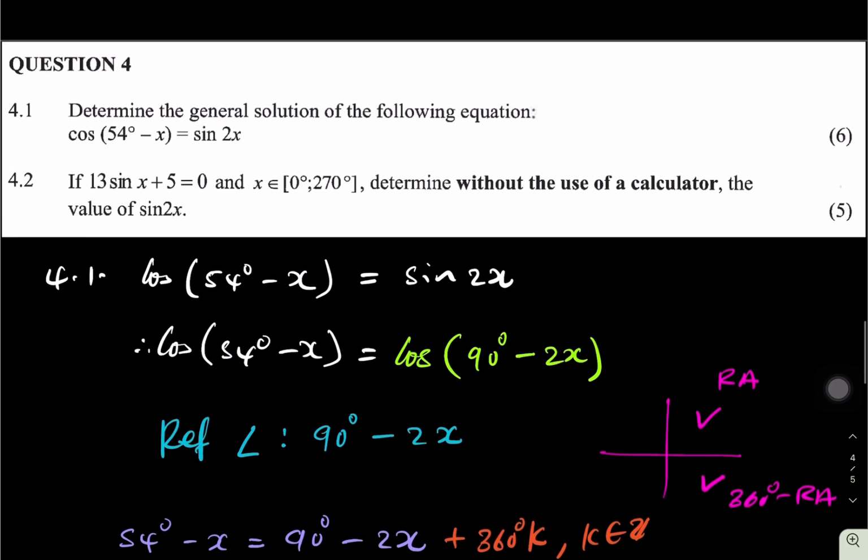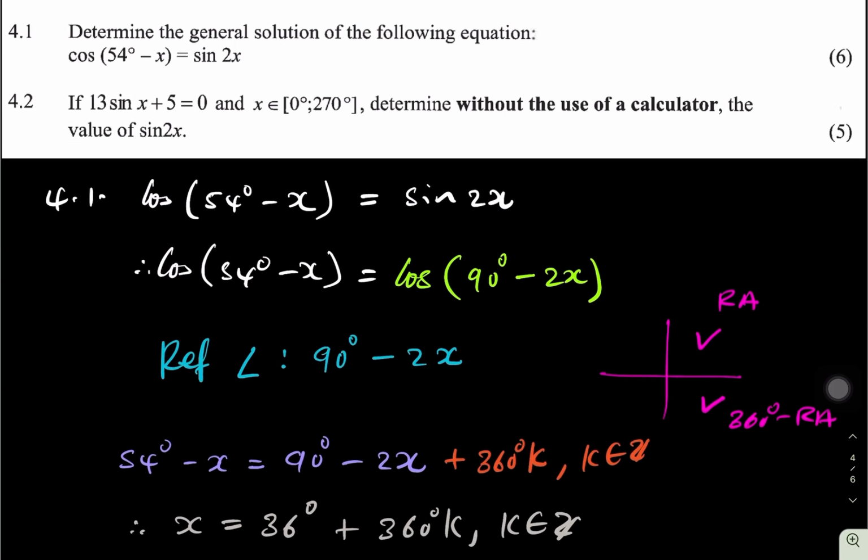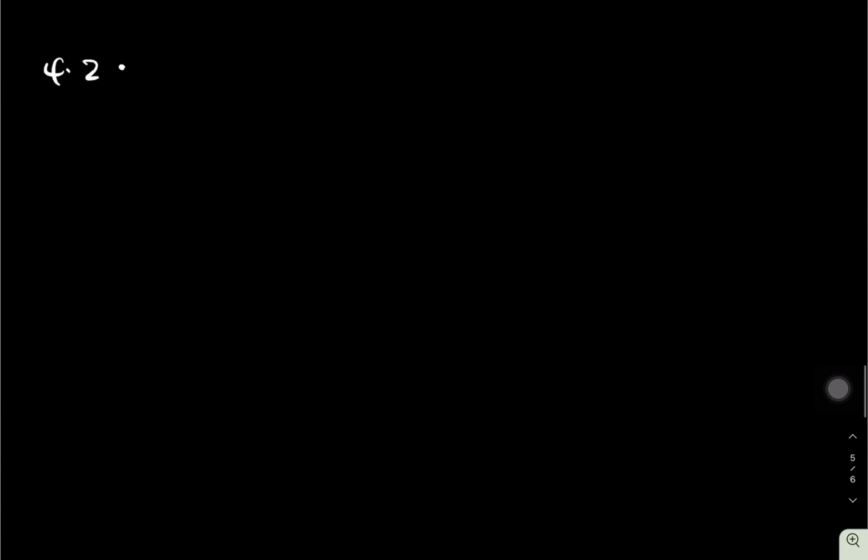Well, let me do 4.2 while I'm still having time here. That is 4.2. What are we given there? We are given that 13 sine of x plus 5 is equal to 0, where x is inclusive of 0 to 270 degrees. Okay, so I'm going to copy what we are given. So we are given 13 sine of x plus 5 is equal to 0, where the angle is inclusive of 0 to 270 degrees.